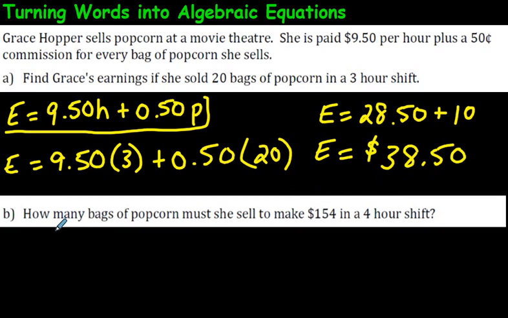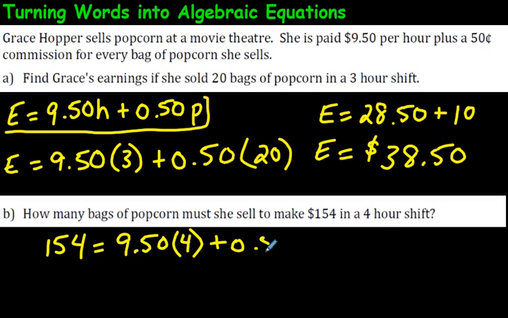Okay, part B. How many bags of popcorn must she sell to make $154 in a 4-hour shift? Well, let's use our equation up here. And we know that she wants to make $154 for her earnings. And it's $9.50 an hour. And it's a 4-hour shift. And what we want to know, I'm just writing down the expression. We don't know how many bags of popcorn she sold. We just need to find out what P is. Solve for P.